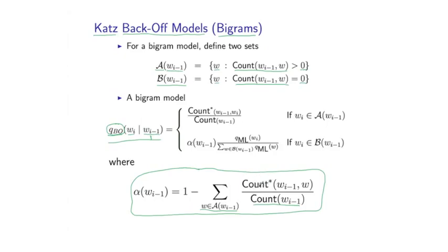Okay, so given these definitions, the backed off estimate takes two forms depending on whether a word is in the set A or if a word is in the set B. If we have a word in the set A, we simply take the discounted count, so this might, for example, be 0.5, divided by the number of times we've seen w_{i-1}, so this might be 48, for example.